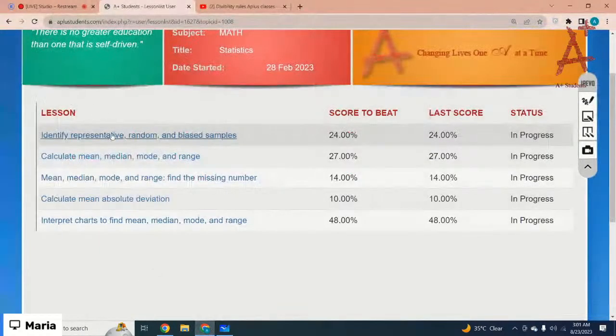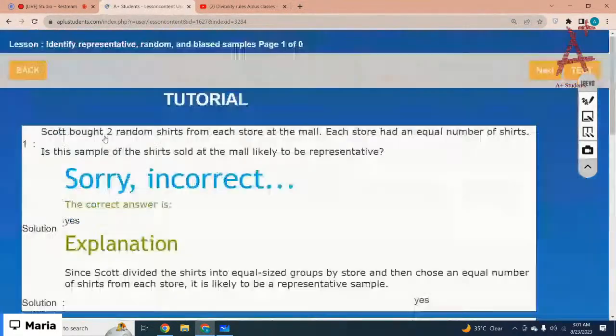Okay, here I am on the chapter statistics. Let's just start with the lesson identify representative, random and biased samples. Okay, so let's just start with the first example. Scott bought two random shirts from each store at the mall. Each store had an equal number of shirts. Is this sample of shirts sold at the mall likely to be representative?